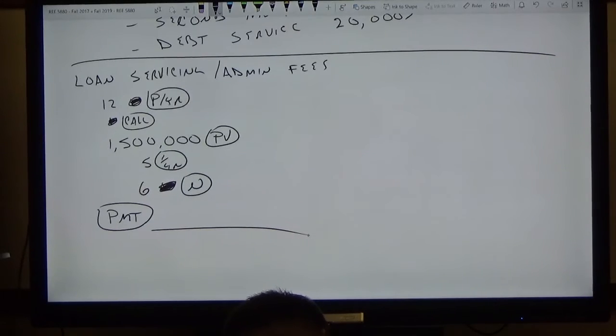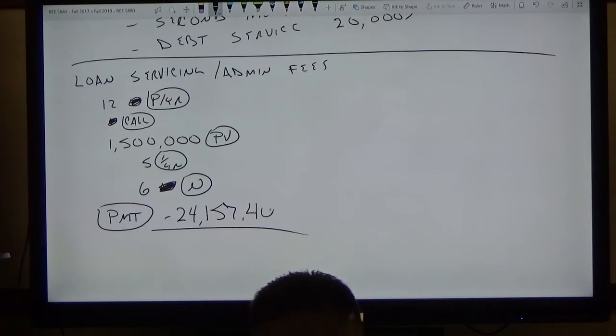Gotta mix it up a little. Yeah, that mixes it up a little bit. So it'd be a high payment. High payment. Yes, it is. Okay, 24,000. 157, 39.40. Okay.